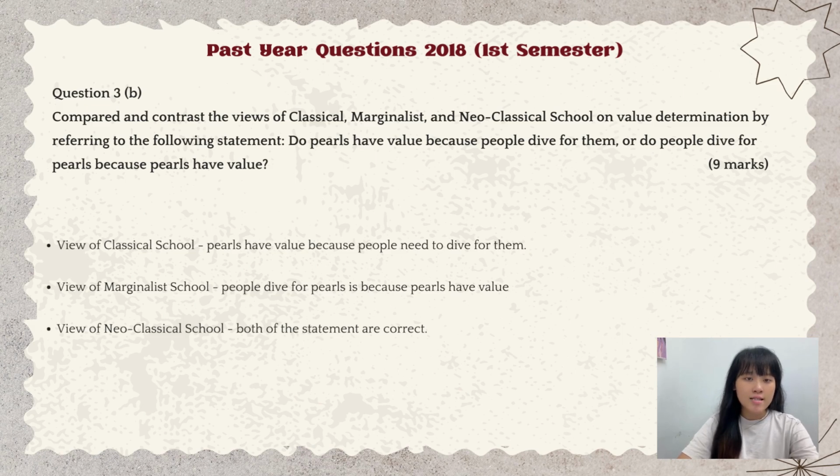However, the view of marginalist school is completely different from the view of classical school. The view of marginalist school on value determination is that people die for pearls because pearls have value. This is because the buyers will get utility from the pearls. Meanwhile, the view of neoclassical school is that both of the statements are correct. According to Marshall's opinion on the value of pearls, the cost of production will determine the value of pearls because people need to die for them, and people die for the pearls also because buyers will get utility from the pearls. That's all for question 3B.